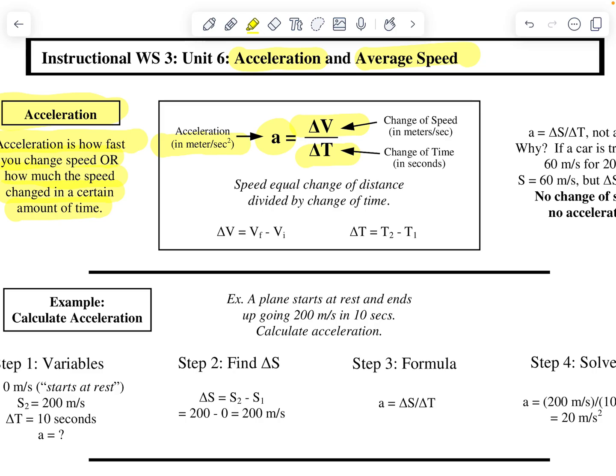I'll write a triangle. To find the change in speed, we take our final. This means final.